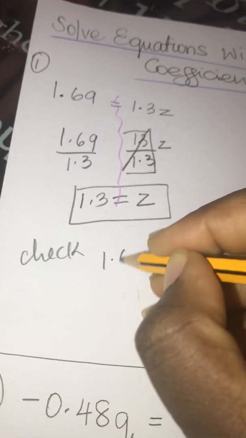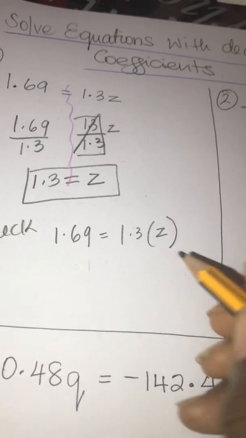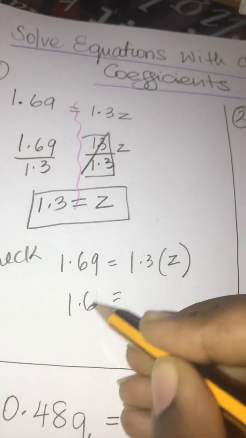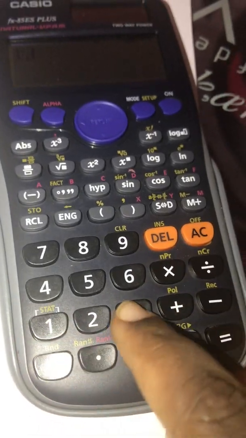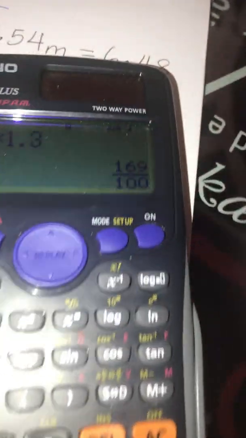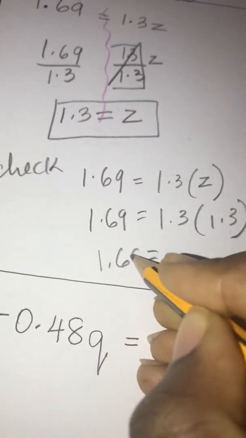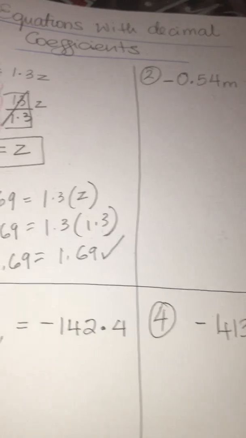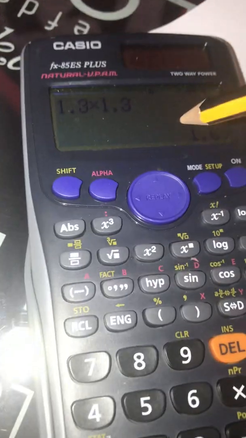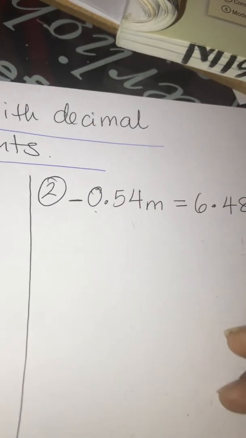And then I do my check. So I will do 1.69 equals 1.3, and then I put my variable in bracket. So 1.69 is 1.3 times 1.3. And if I do that in the calculator, 1.3 times 1.3, and I got 1.69. 1.69, 1.69, and I check my answer. Notice, I don't just write, I have to check by multiplying.